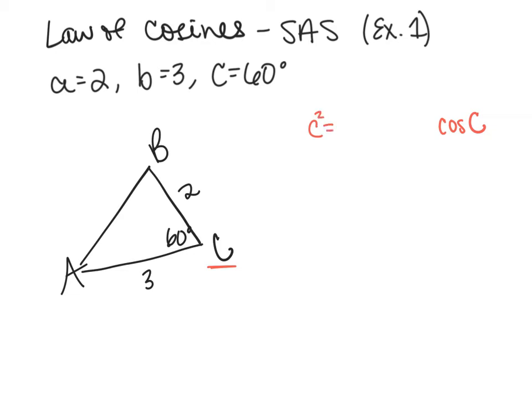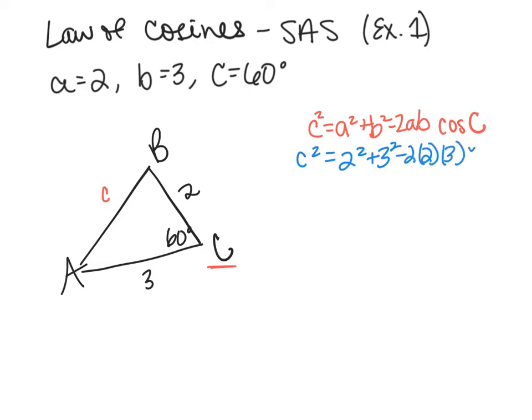And so now our formula is C squared equals A squared plus B squared minus 2AB cosine C. So in this case, first thing we're solving for is side C. So now we plug everything in. We have C squared equals 2 squared plus 3 squared minus 2 times 2 times 3 cosine of 60. And we can really plug that whole thing in our calculator.